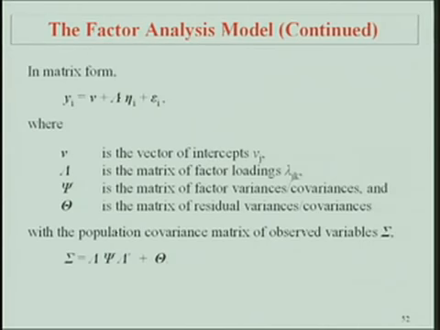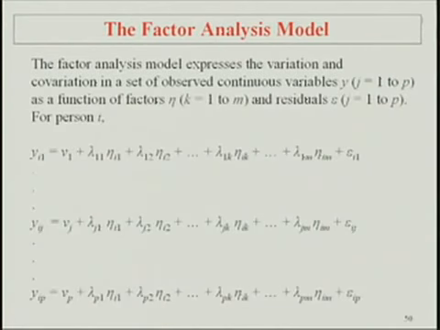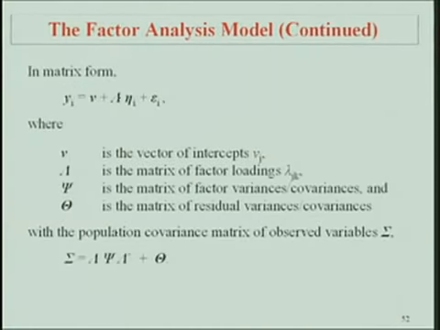Lambda is here. The lambdas sit here. So you have columns and you have rows. I'm putting all of those lambdas into one table. You are looking at your first matrix, a lambda matrix, which has p rows and m columns. And then the factor vector and the residual vector.